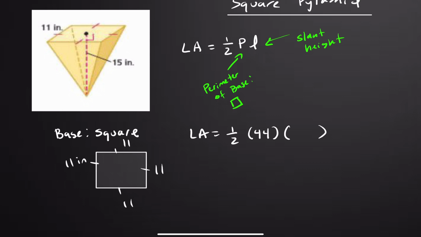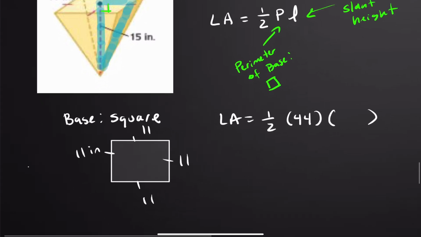Okay, so let me go ahead and use a highlighter to show that what we're dealing with right here is a right triangle. We have from the center to one of the sides, and then that's our height here. It's 15, and then this is our slant height. And note that we have a right angle over here. We're dealing with a right triangle. Okay, so we're going to go ahead and draw that right triangle over here.